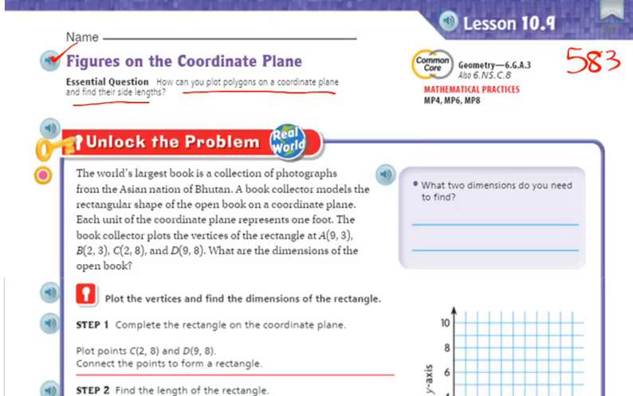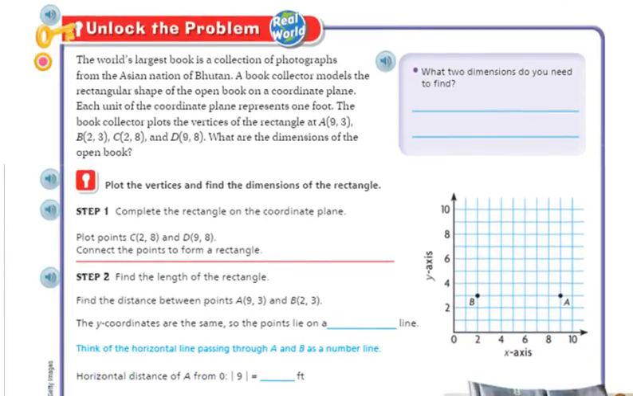All right, so we're going to go ahead and scroll down here and unlock the problem. The world's largest book is a collection of photographs from the Asian nation of Bhutan. A book collector models the rectangular shape of the open book on a coordinate plane. Each unit of the coordinate plane represents 1 foot. The book collector plots the vertices, or what a vertex is, that's a corner or a point, of the rectangle at A (9, 3), B (2, 3), C (2, 8), and D (9, 8).